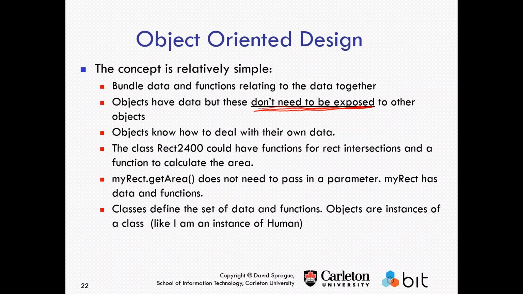So if we make a class for rect2400, it would have rect intersection methods. It might have calculate the area methods, or get area, for example. Every instance of a class is called an object. Objects are instances of a class the same way that I am an instance of type human, right? There is no human object per se. There are instances of type human.